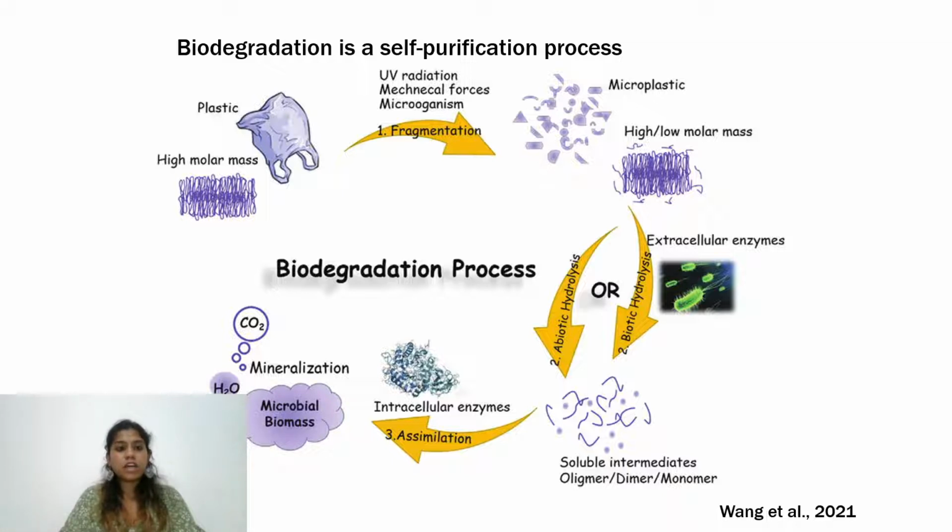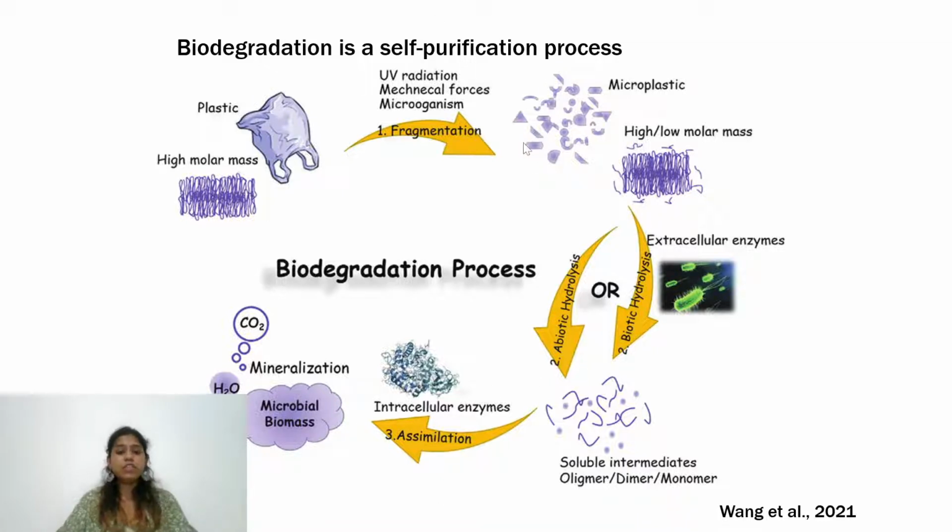Ethylene is a carbon molecule, and polyethylene is just multiple ethylenes combined together. So that's what plastic is. It's a higher molecular mass compound and it is fragmented into smaller pieces. So biodegradation as a process involves these four steps: fragmentation, hydrolysis, both abiotic and biotic, assimilation, followed by mineralization.